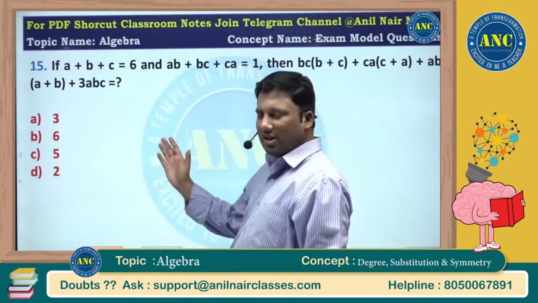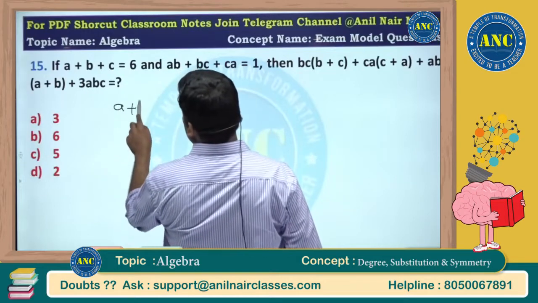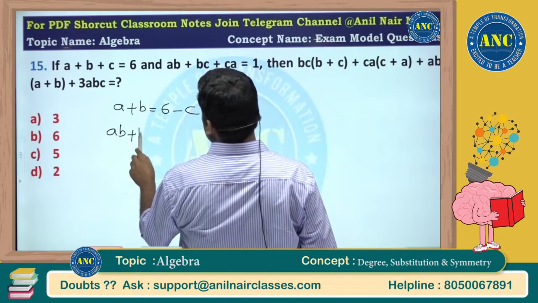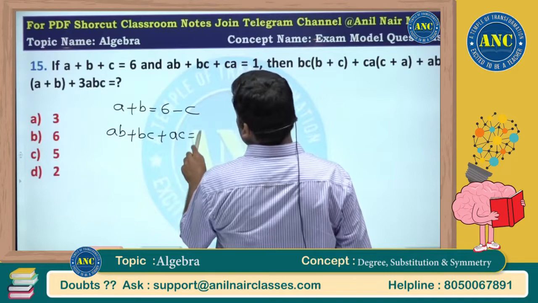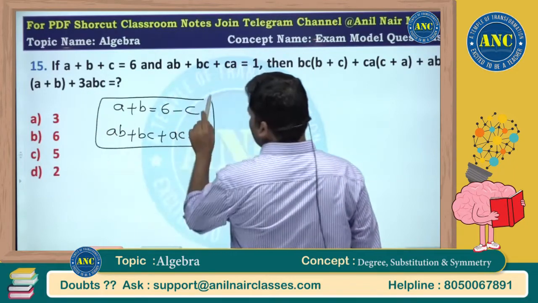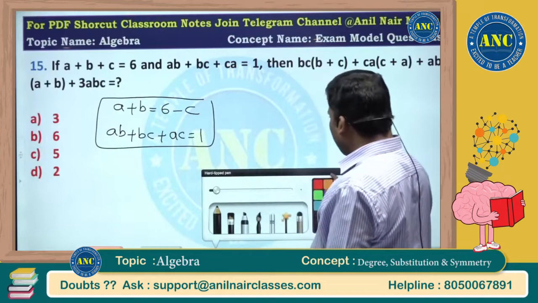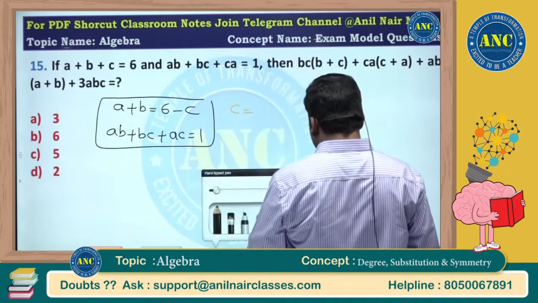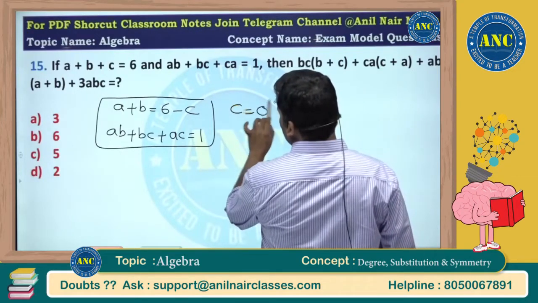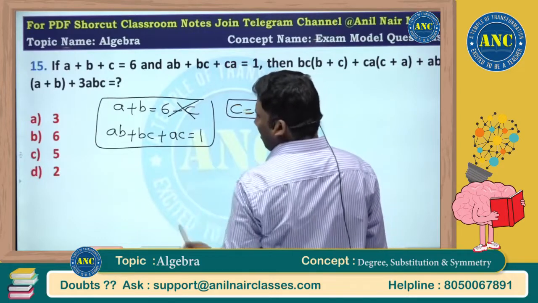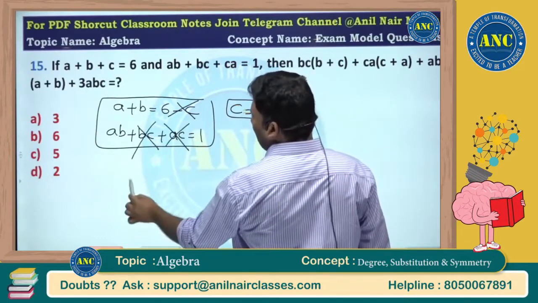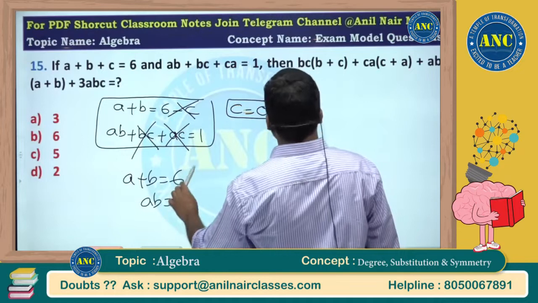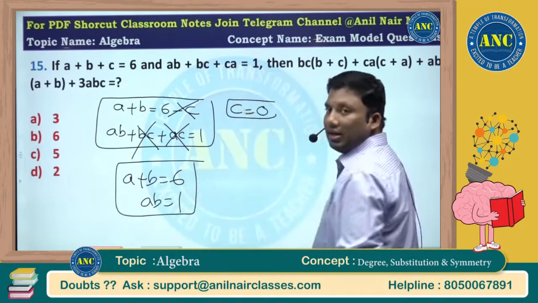Next one, 15th one. This is an original exam model question. A plus b plus c equivalent to 6 minus c. AB plus BC plus AC is equivalent to 1. Question is, A plus B is equivalent to 6 minus C, AB plus BC plus AC equivalent to 1. Let us make the dependent variable 0. Dependent variable is C. C it is 0. A plus B it is 6. AB it is 1.